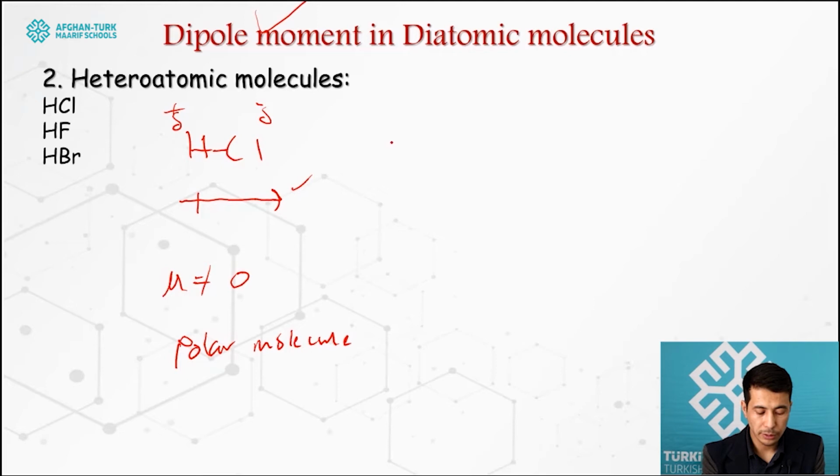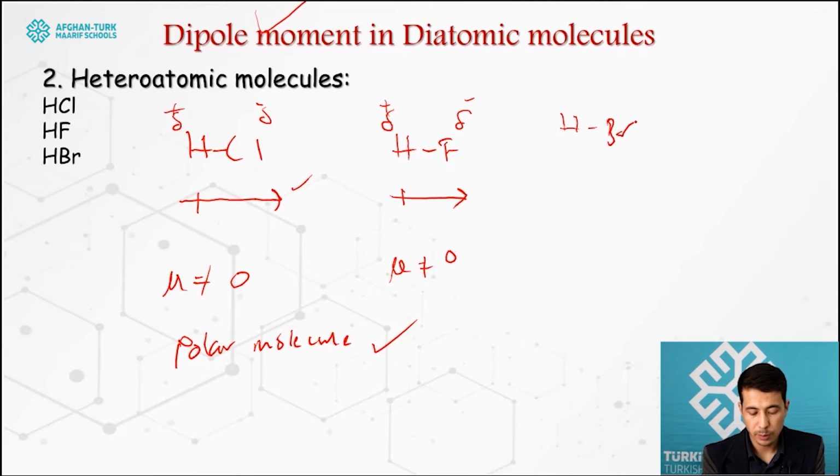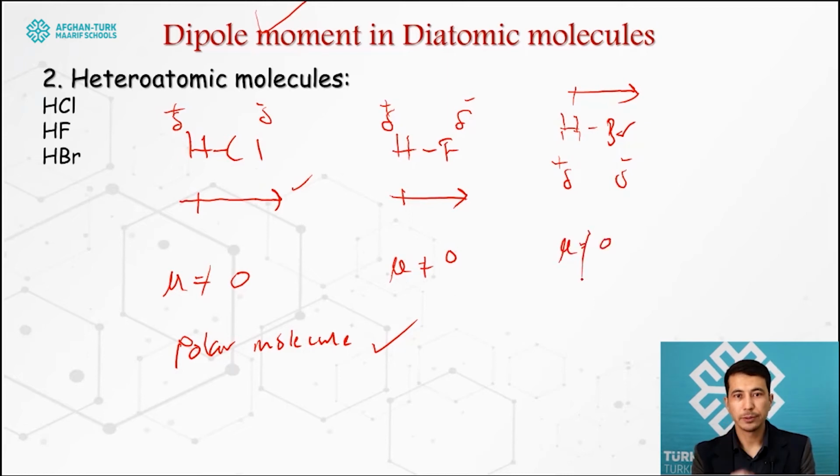Let's go for the next one. For hydrogen fluoride, again same thing, partial positive charge, partial negative charge, and the dipole moment is a vector quantity from positive to negative. It's again not 0, so it's also a polar molecule. It will have a dipole moment. Let's go for the third one, hydrogen bromide. Hydrogen bromide is again from left to right because it has a partial positive charge and a partial negative charge. So the dipole moment of this one will also be not 0. So it's also a polar molecule, which means that all of them will have a dipole moment. If a molecule is a heteroatomic molecule and the electronegativity difference between them is more than 0.5, then there will be a dipole moment in the molecule.